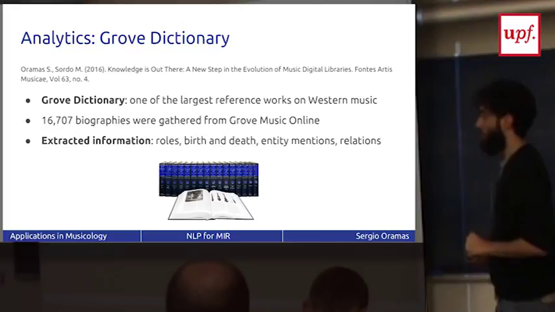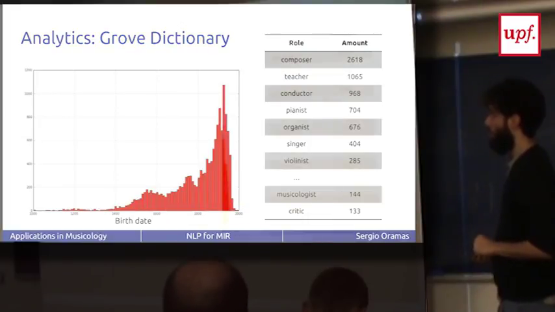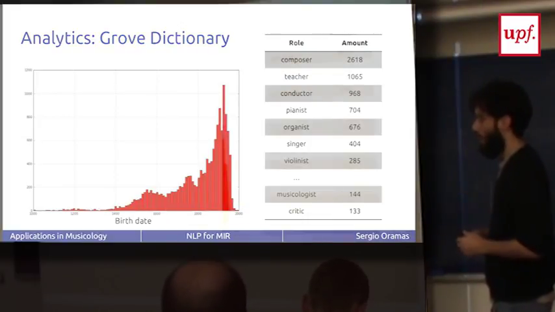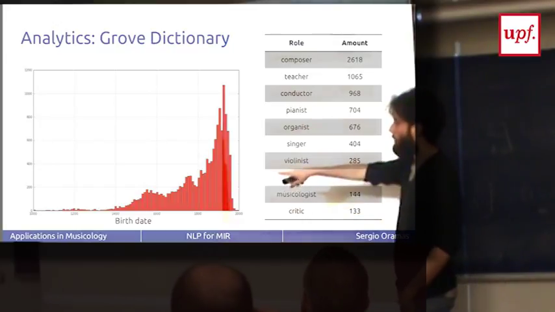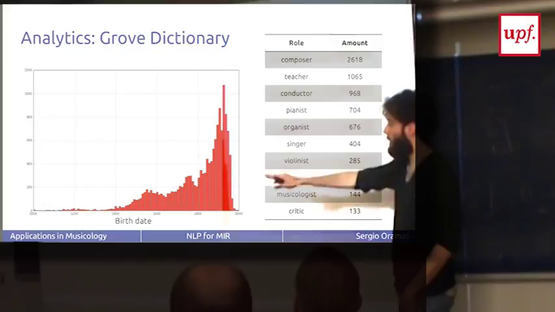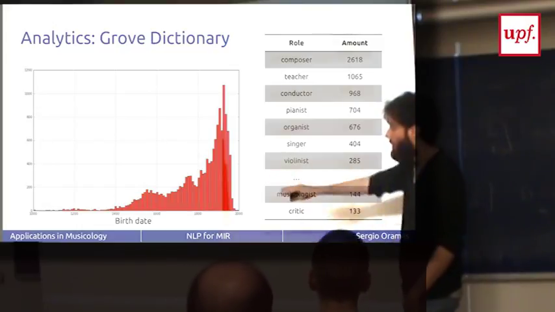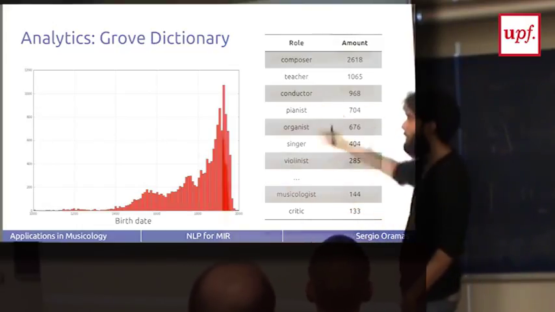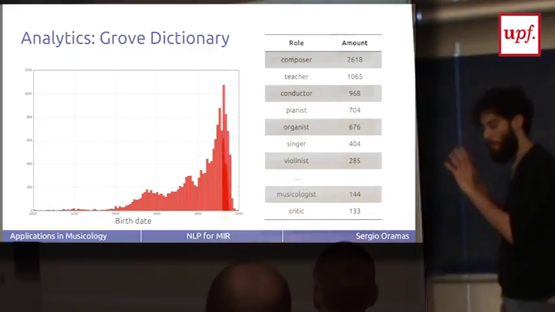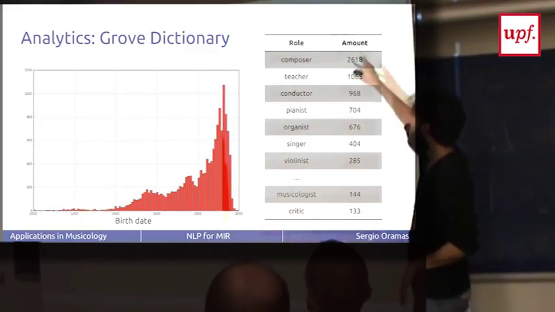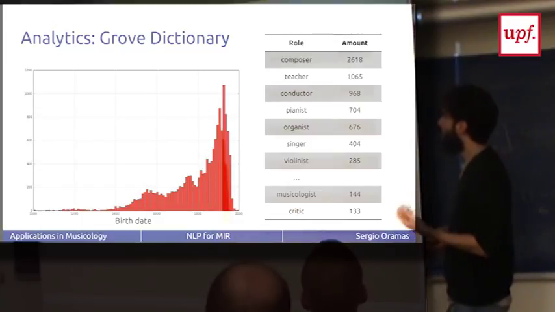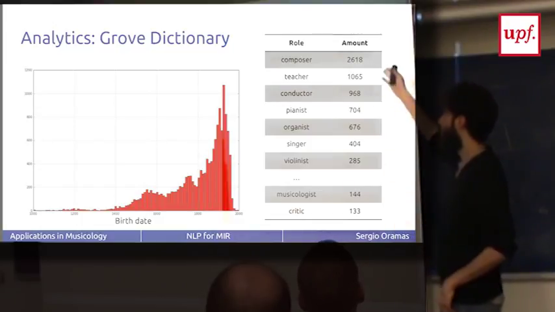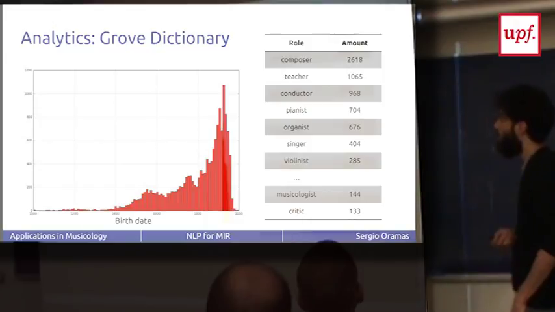We also did relation extraction on the biographies, and we did some analytics. So here are the birth dates, a histogram of the birth dates, the number of artists every year. There are some tendencies that perhaps can illustrate the musicology and give some ideas to the musicologists. We also counted the roles of the different artists in the dictionary. Most of them are composers, teachers, conductors, pianists.